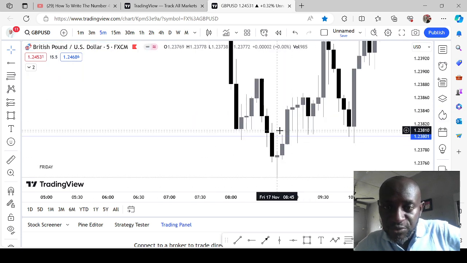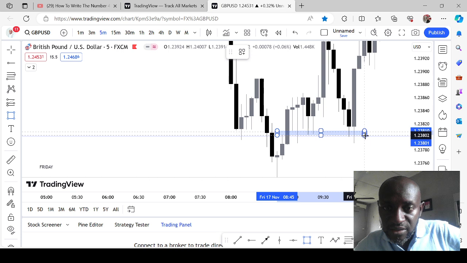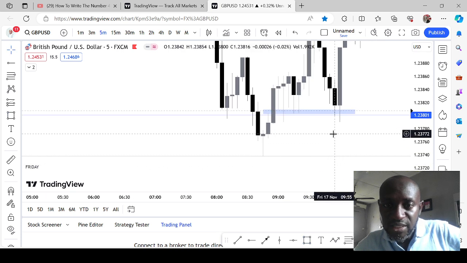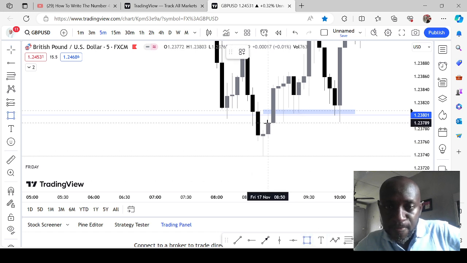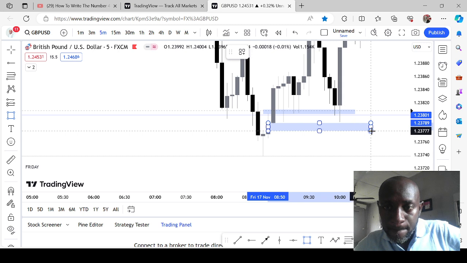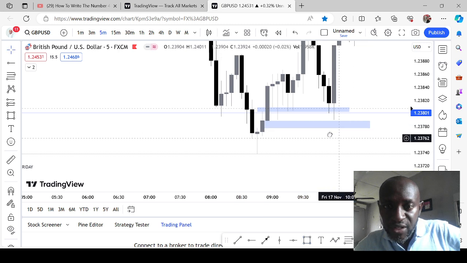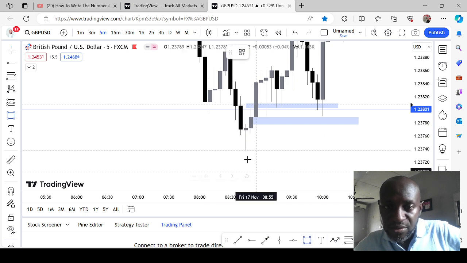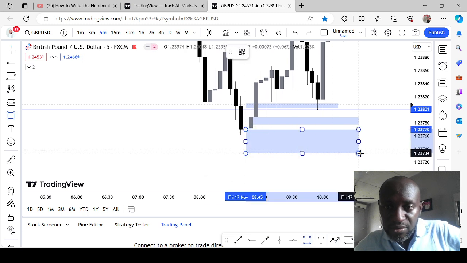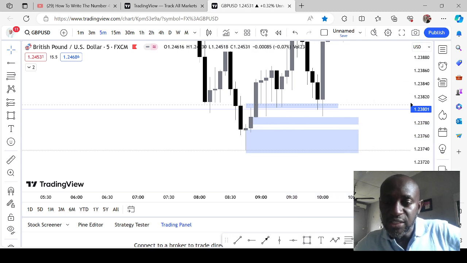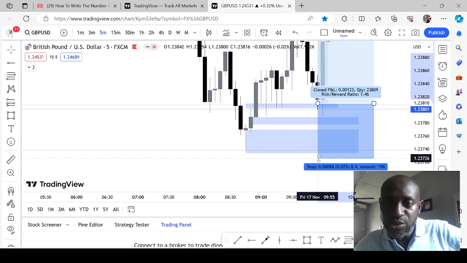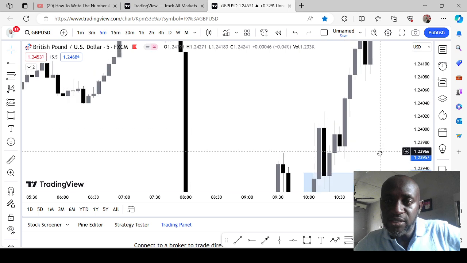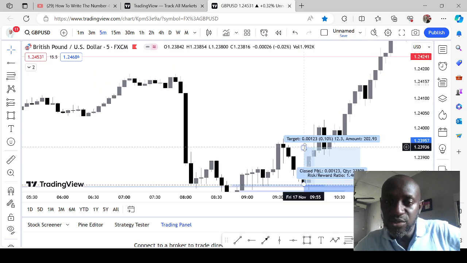there's a small fair value gap here. You'll have entered from here, fair value gap, then another fair value gap here, then an order block, and another block. So let's assume you entered at this fair value gap here, below the order block. Then you take your price at the next liquidity.